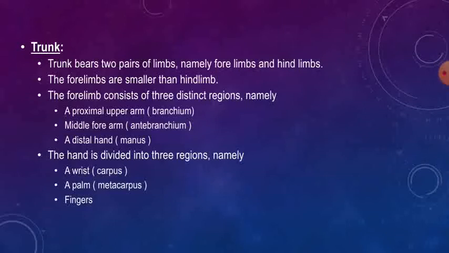The forelimb consists of three distinct regions, namely a proximal upper arm, also called brachium, a middle forearm, that is antebrachium, and a distal hand, that is manus. The hand is divided into three regions: a wrist, that is carpus, a palm, that is metacarpus, and fingers. So the forelimb consists of three distinct regions, and the hand divides again into three regions: wrist, palm, and fingers.